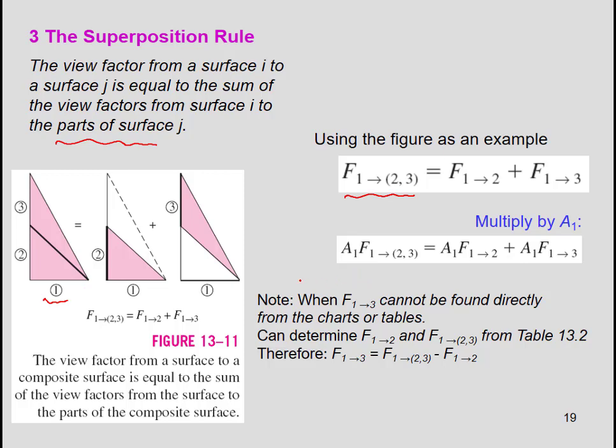And this is helpful when we cannot find the view factor for part of the surface. For example, if we know the total and if we know part of that, then we can find the other part as well.